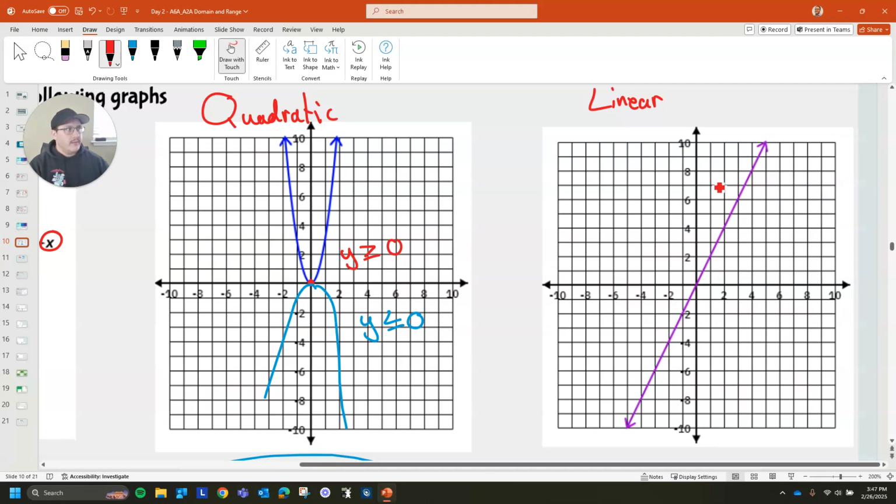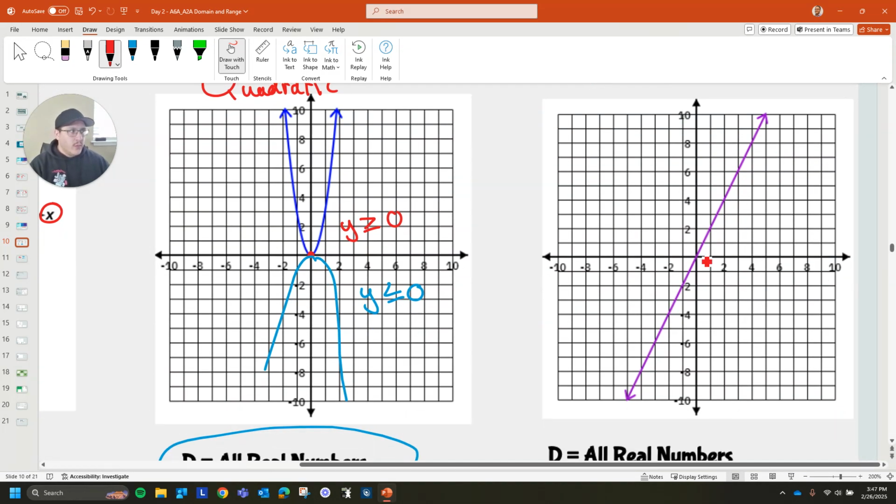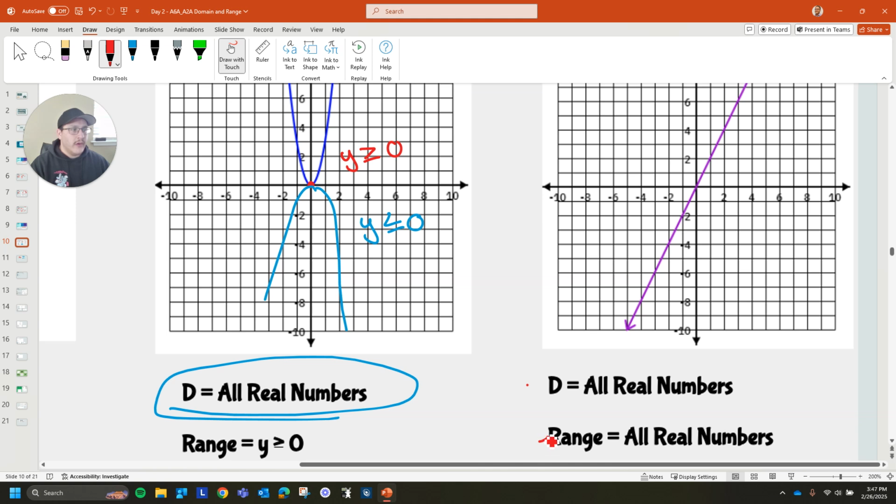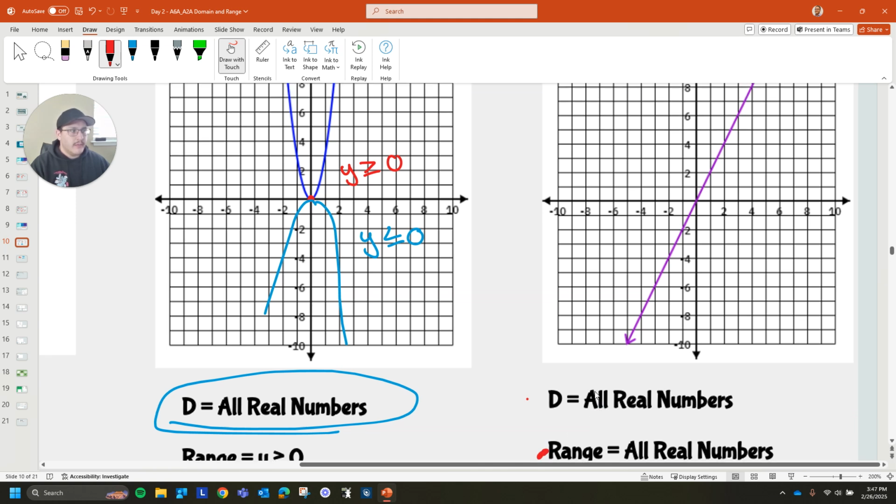Linear equations. From left to right, notice how the line continues all the way to the left, never stops, all the way to the right, never stops. And so we have all real numbers for domain. And then similarly, from the bottom, it continues, never stops. And then from the top, continues, never stops. And so range is also all real numbers.